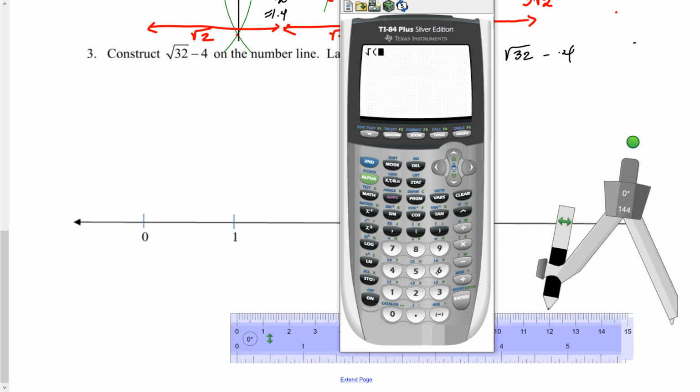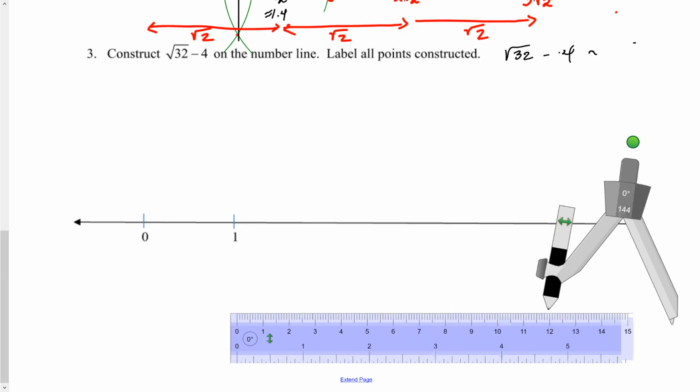Okay, so let's do it. Square root of 32. Look at that, I was very, very close. Then you got to subtract 4, and that number minus 4 is positive. You get about 1.65. So first of all, this number is about 1.65, a little bit more than 1.5.